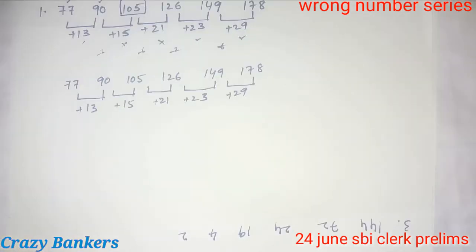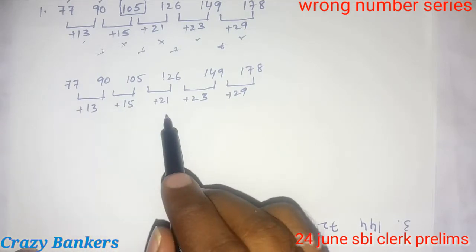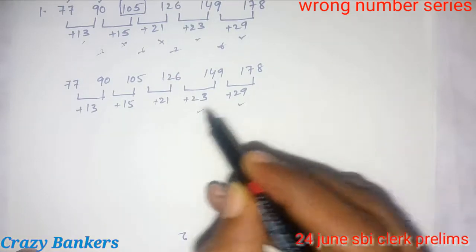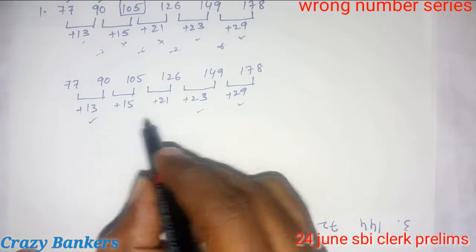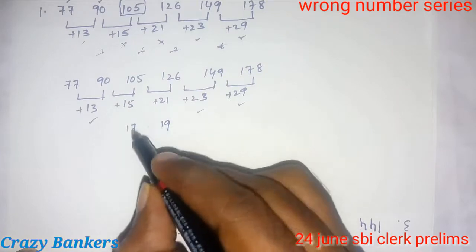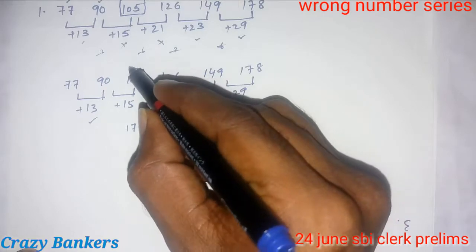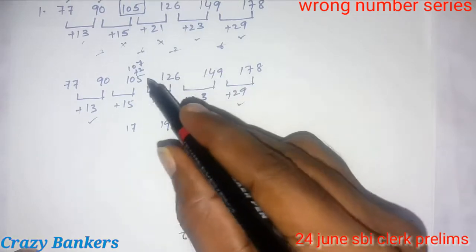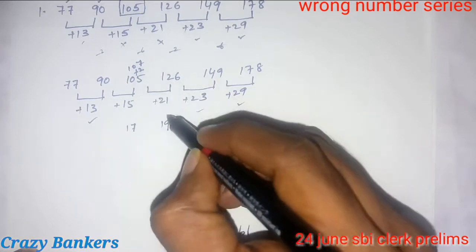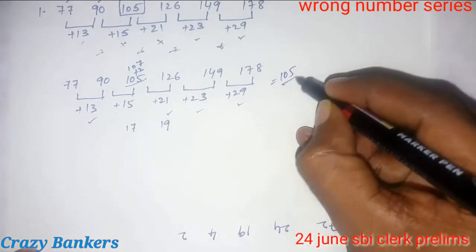Let's check. The differences are 13, 15, 21, 23, 29. We know that this is a prime series. So 23 is a prime number, 29 is a prime number, 13 is a prime number. After 13, 17 is a prime number and then 19. So we need to add 2 digits here, so it becomes 107. So 107 plus 26, the difference is 19. So 19 is right, so 105 is the wrong number.